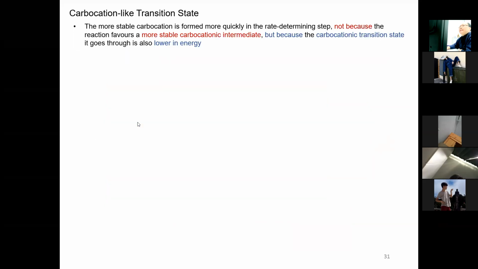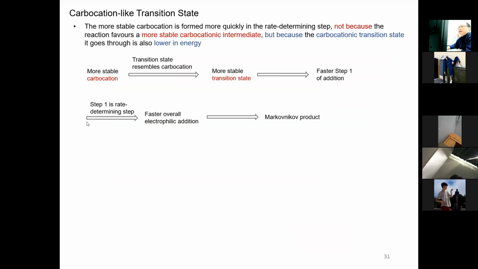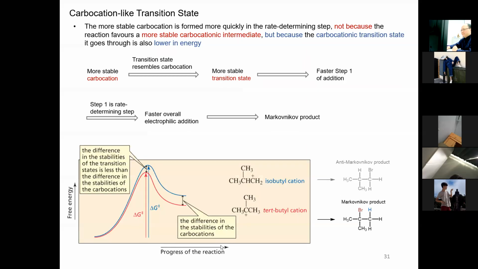All right, and this is the logic chain for why the Markovnikov product is generated. Because we have a more stable carbocation, and because the transition state looks like the carbocation, we have a more stable transition state. The more stable transition state means a faster step 1 of addition. Because the overall rate is determined by step 1, the overall electrophilic addition is faster. And because the overall addition is faster, the Markovnikov product is preferred. All right, be aware of this chart.